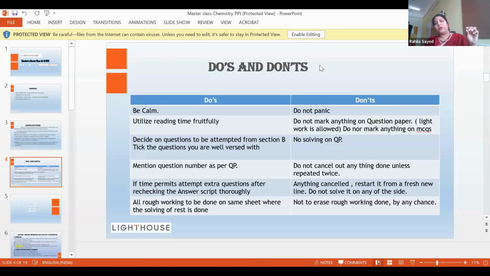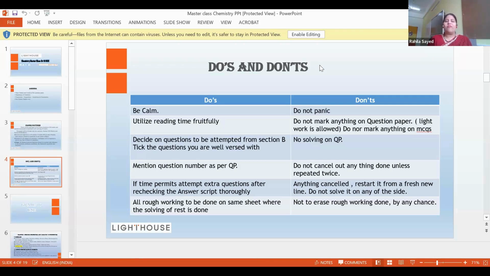I would like to tell you that each question, do it on a new page. Only if you have utilized 2-3 lines of any page, then you can continue. But if it is half page or down, use a fresh page for a fresh question. So while correcting, it becomes easier for the examiner.